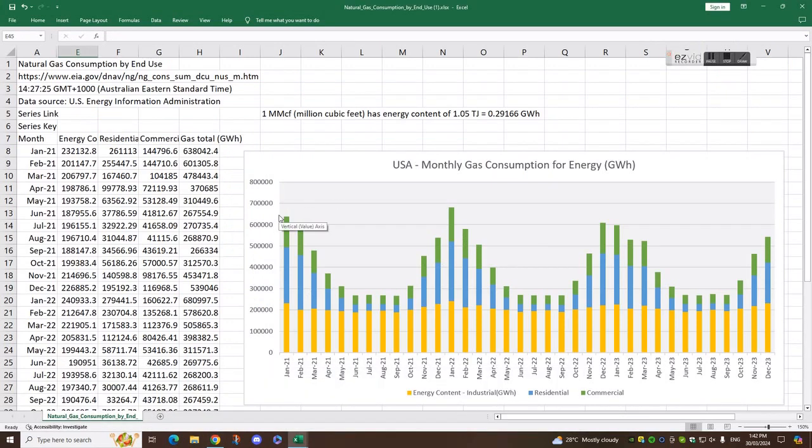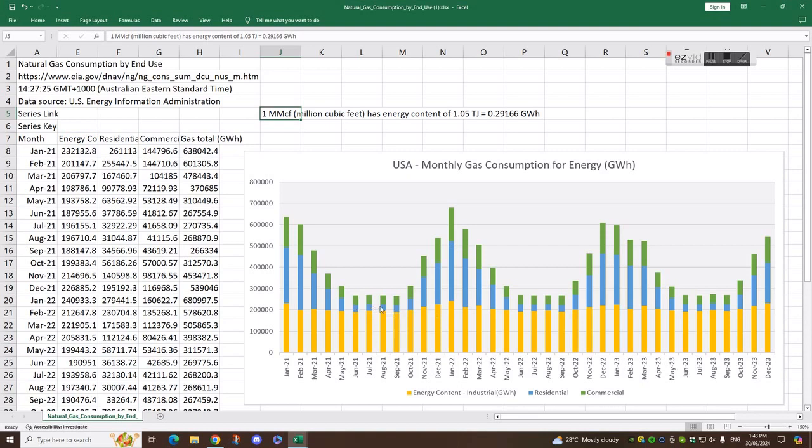For the US, this is the usage of gas. I've converted it to an energy equivalent in gigawatt hours. The data is in millions of cubic feet, so volume of gas that is used. The energy equivalence of that, just use the conversion factor of 0.29166 gigawatt hours per 1 million cubic feet of natural gas when it's burned. Okay, so how it's used: residential is in the blue. So this is in houses.